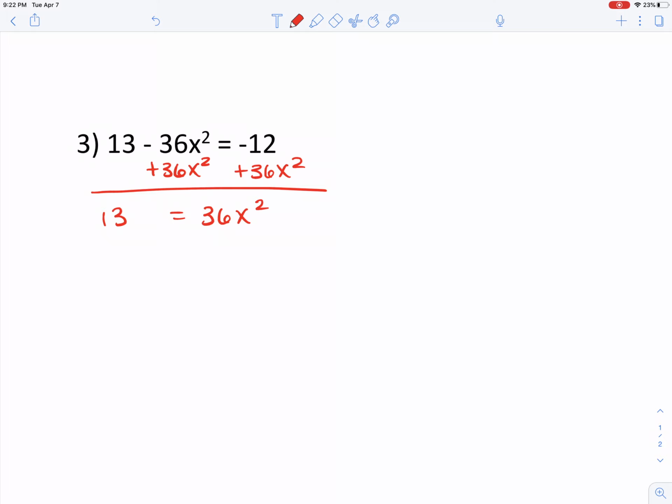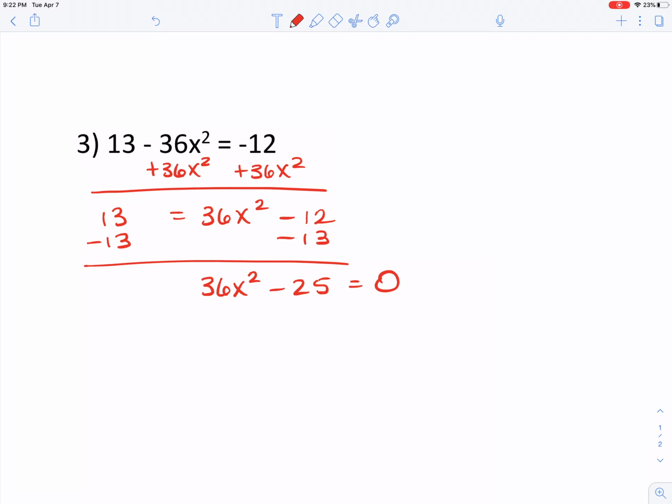I would always put the x squared term before the constant, minus 12. And now I have another step, which I could have done in the same step, of subtracting 13 on both sides. So now I'm actually going to write the right-hand side first, 36x squared minus 25 equal to 0. Now I have the equation set equal to 0.